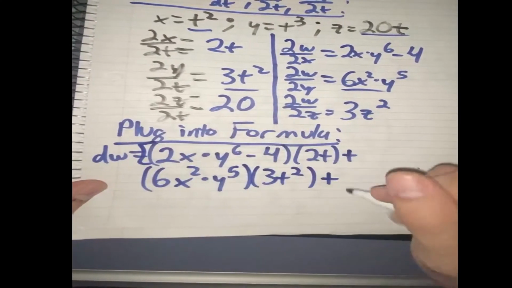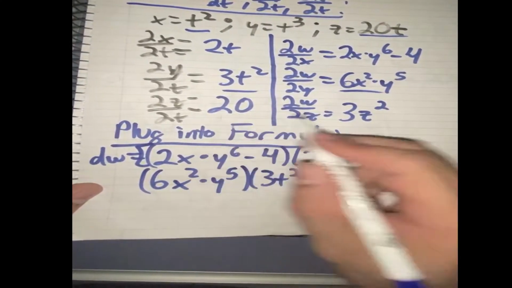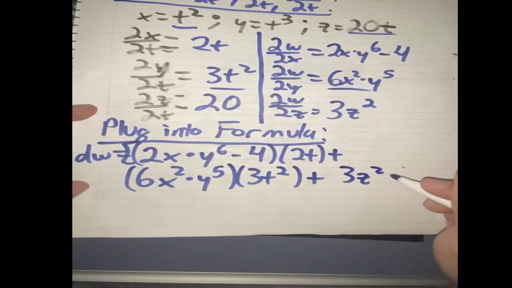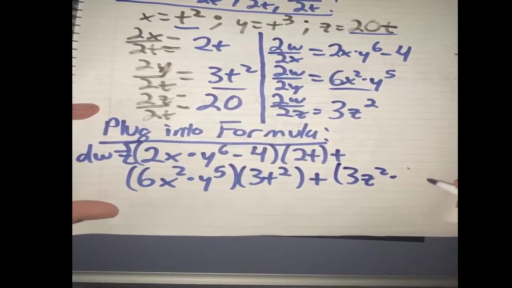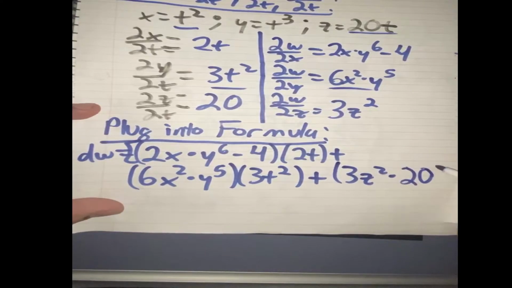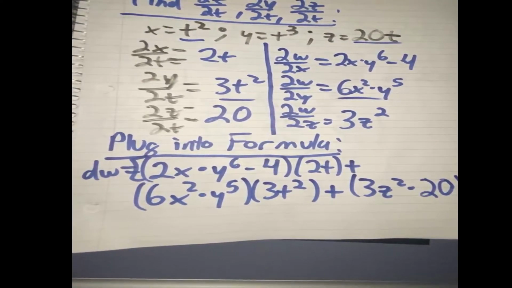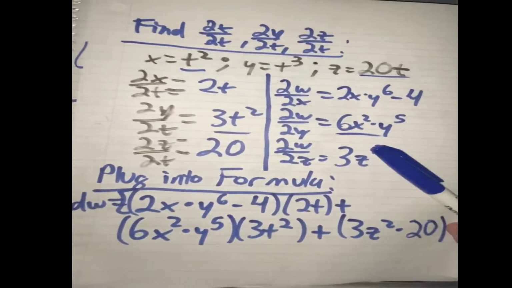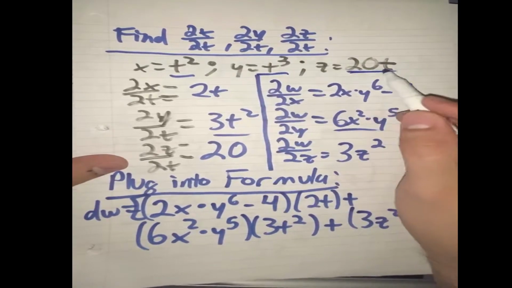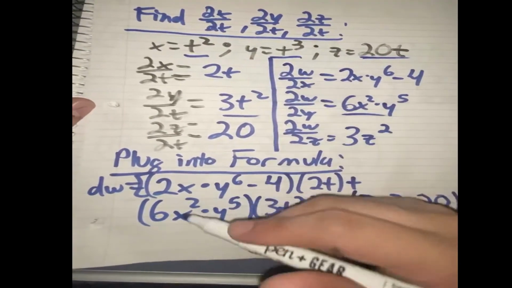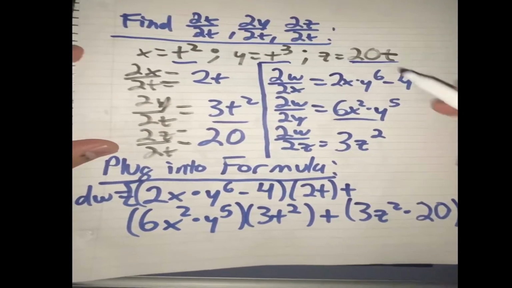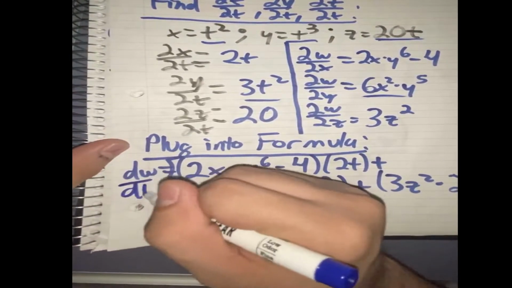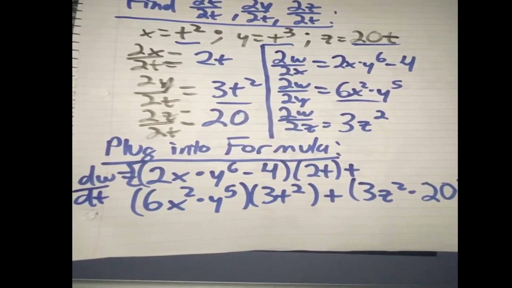Plus, and put brackets over here, these two terms together being multiplied. So we get 3z squared times 20. Before we simplify any further, the next step is to plug these three values that are with respect to t in respectively where we see x, y, and z, so that we have everything in terms of t. Because at the end of the day, we're trying to find the derivative of w with respect to t. So that's what we're going to go ahead and do.